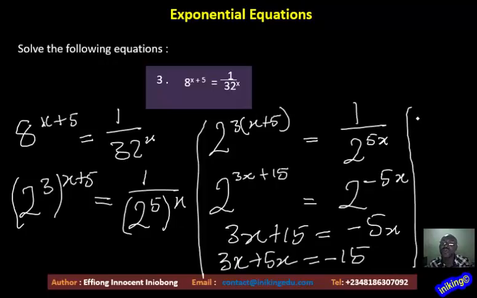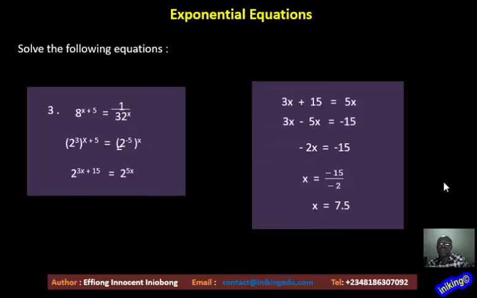3x plus 5x will give me 8x. And this is minus 15. That is obviously very correct. So our x is therefore minus 15 divided by 8. Let's go over this again.